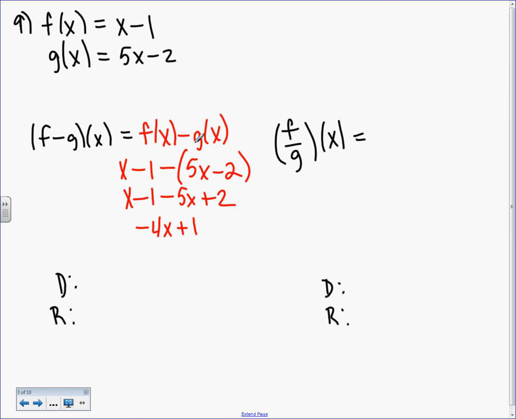So the next part asks you for f over g of x. So that means f of x over g of x. Okay. What is f of x? x minus 1. What is g of x? 5x minus 2. So I've done what they wanted. I've basically substituted, if you will.